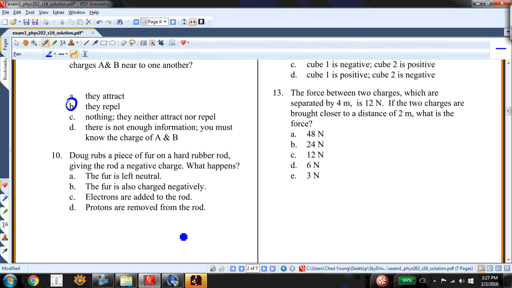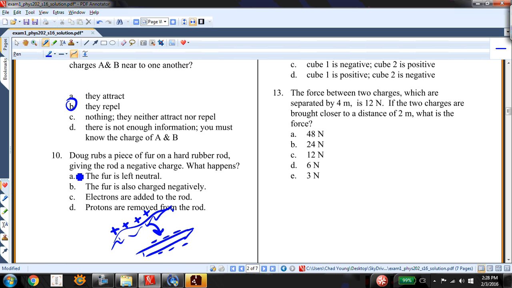What happens? Okay, well, I have this rod and I have this fur over here. I rub it onto the rod, leaving a negative charge on the rod. That means that electrons have gone from the fur and onto the rod. That means that I must have a net positive charge on the fur because I've lost electrons.